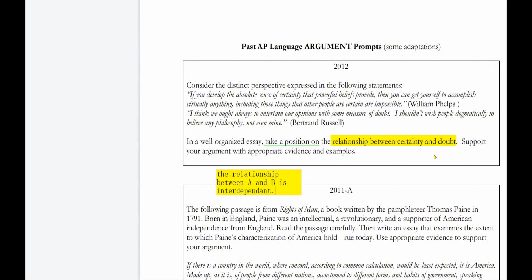Only when we doubt the world will we not end up creating a tyrannical government. It's a good argument, yes, I agree, but it's off topic, because the question is not asking us, should we be certain or should we be doubtful? The question is, what is the relationship between certainty and doubt? So when you see this kind of prompt, be careful. Even though we are asked to take a position, the position is semi-open. You need to set your own position in this case. So when you say they are interdependent, your next job is to prove why they are interdependent.